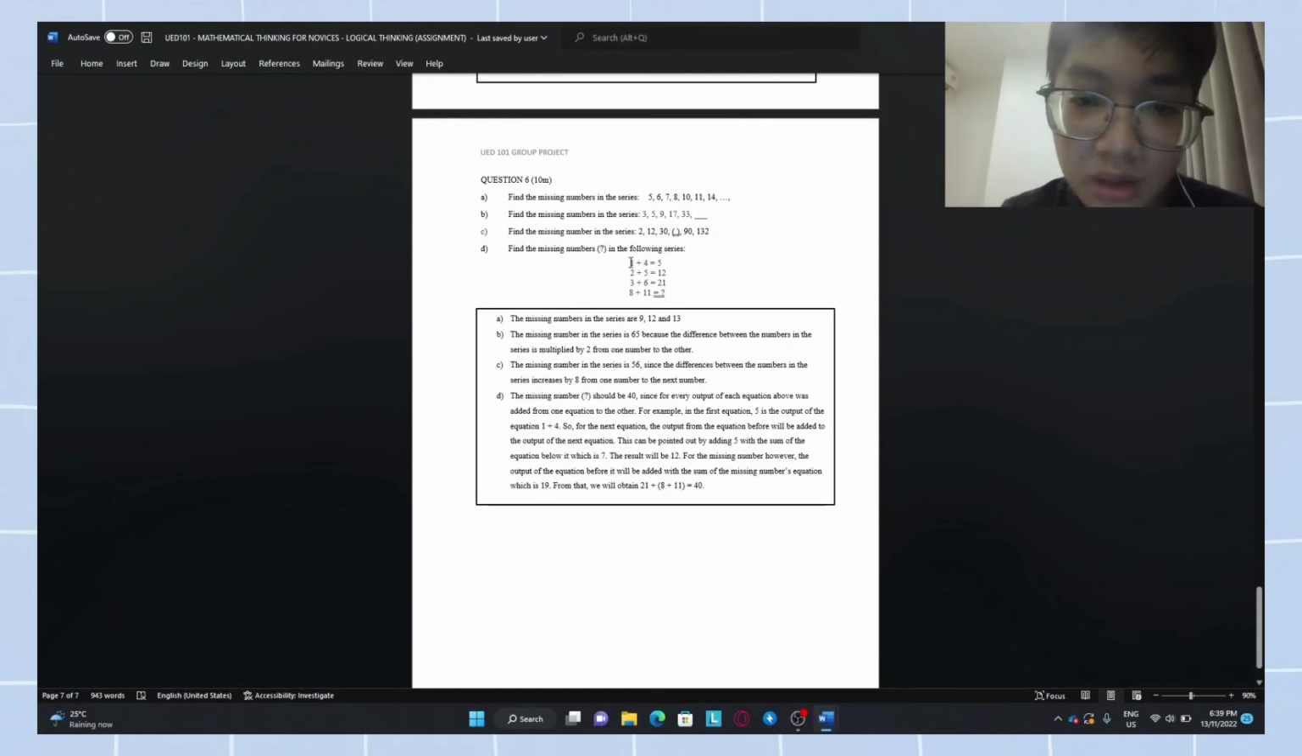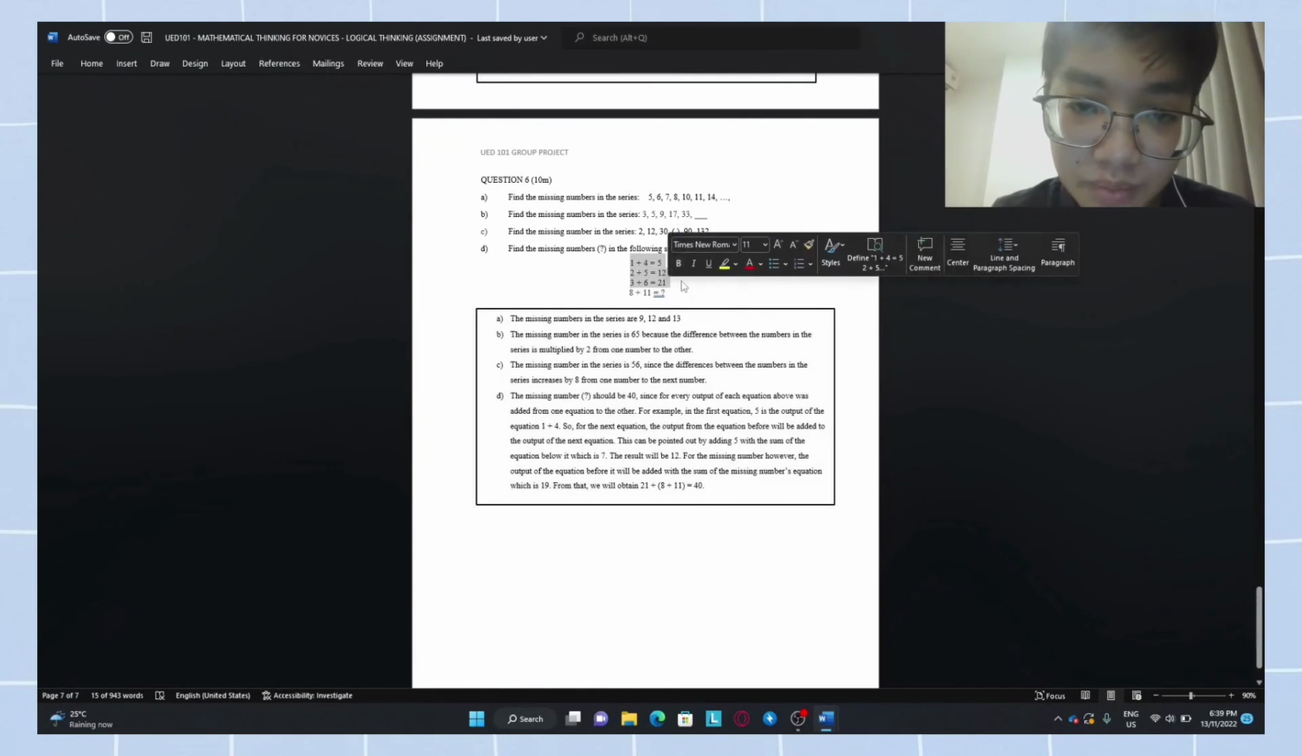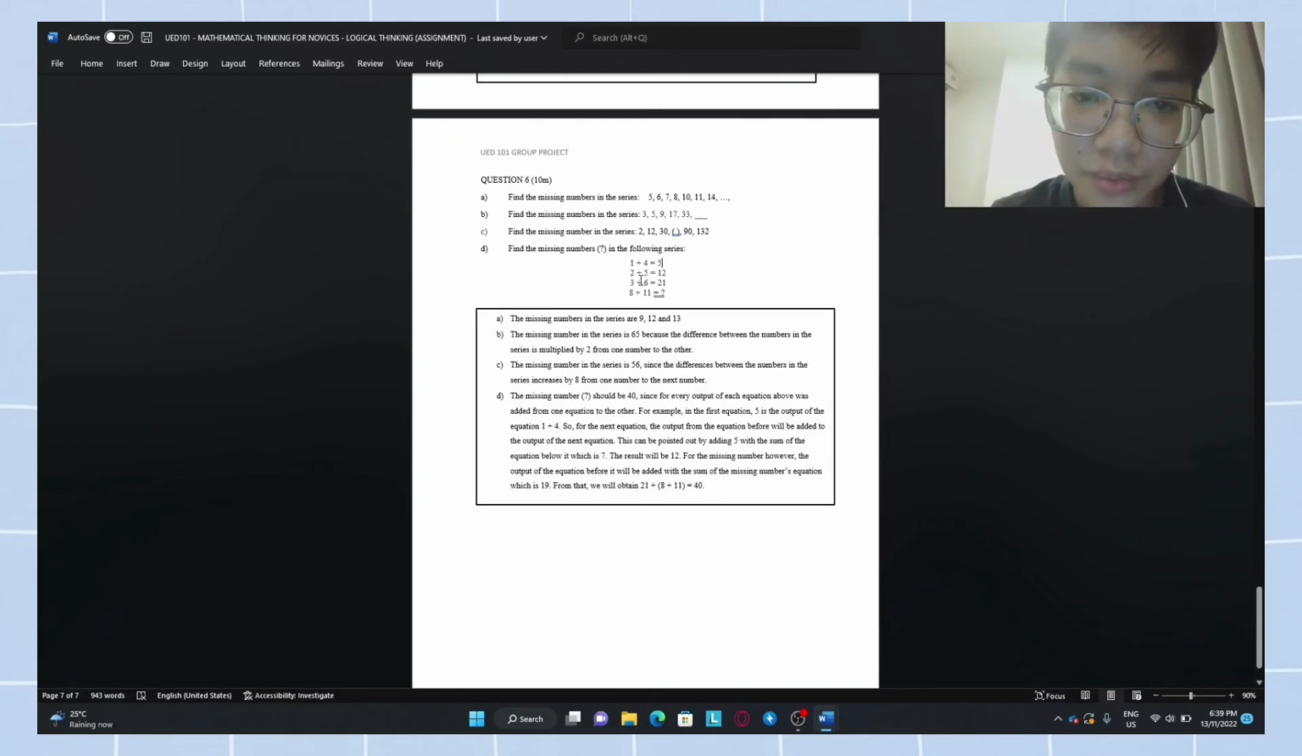So in this question, we are given equations. 1 plus 4 equals 5. 2 plus 5 equals 12. 3 plus 6 equals 31. And 8 plus 11 equals question mark. So from the first equation, we have obtained the number 5. In the second, we get 2 plus 5 equals 12.